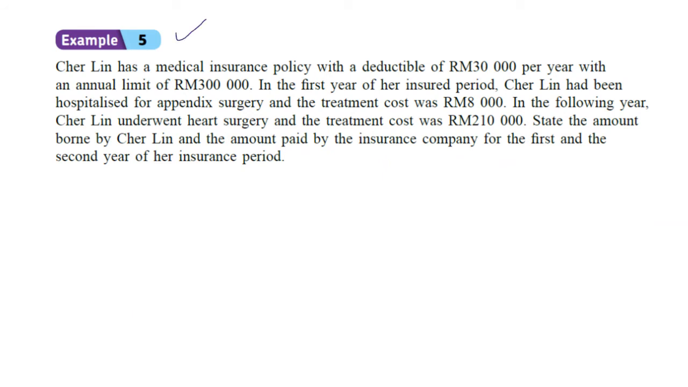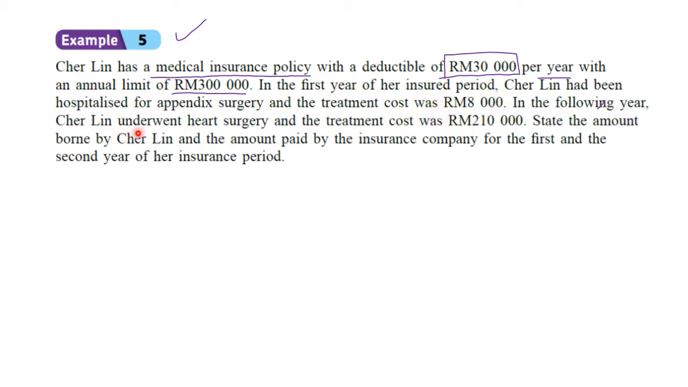Example 5. This one is in medical insurance. Chairlin has a medical insurance policy with a deductible of 30,000. Oh, this is a big amount per year. With an annual limit of 300,000. In the first year of his insured period, Chairlin was hospitalized for appendix surgery and treatment, costing 8,000.